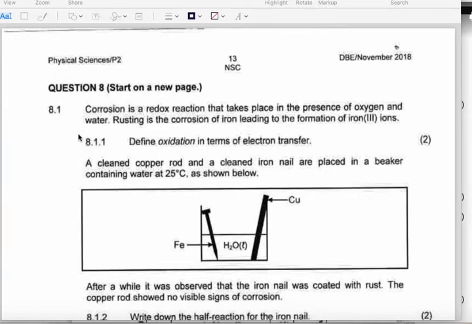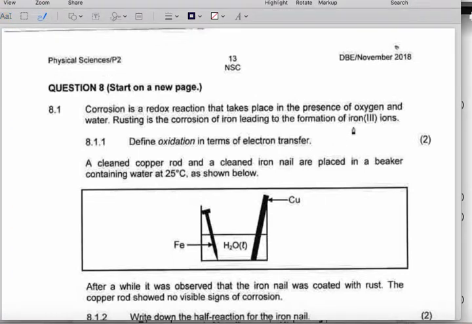Well, let's have a look at question 8 of the November 2018 paper. Corrosion is a redox reaction that takes place in the presence of oxygen and water. Rusting is the corrosion of iron, leading to the formation of iron 3 ions. Remember that, iron 3 ions.